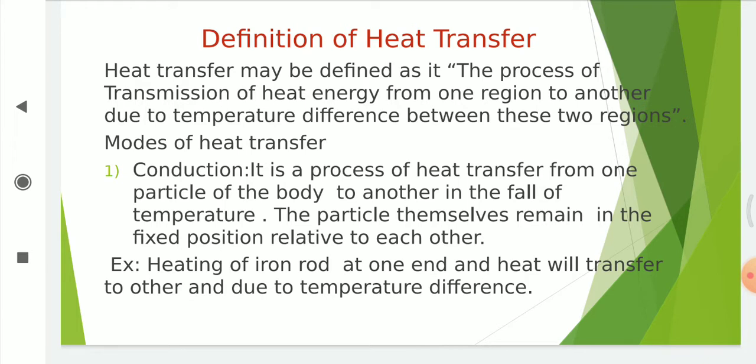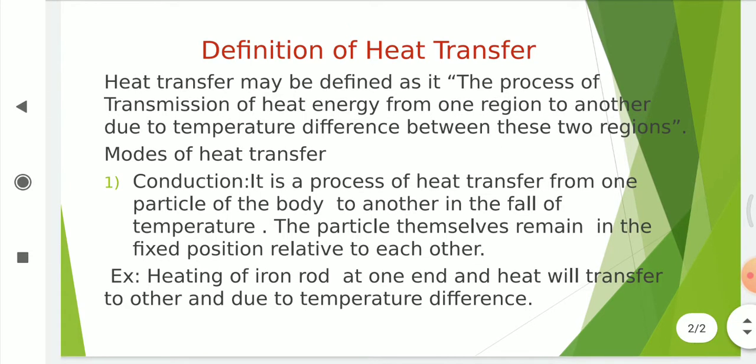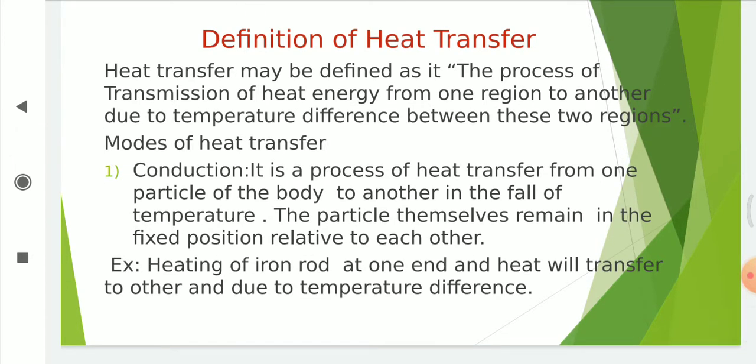This is the heat transfer definition. Say, for example, when we touch an ice piece, we feel cold. Why? Because there is heat transfer from our body to the ice, and at that time we feel cold. Similarly, when we touch hot metal, we feel hot. Due to heat transfer, at that time heat transfers from the hot metal to our body, and you feel hot. This is nothing but heat transfer.